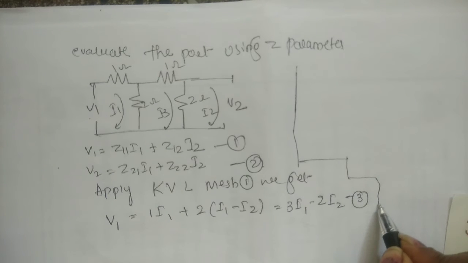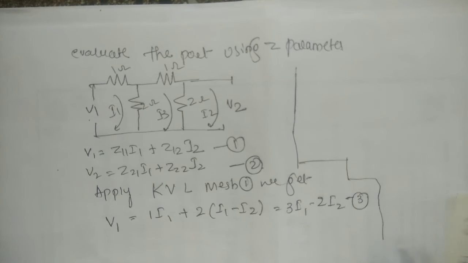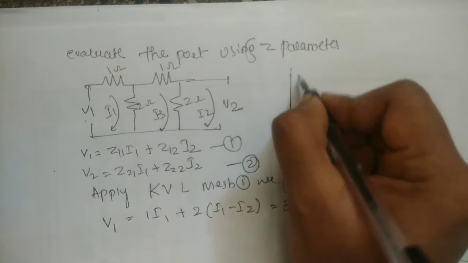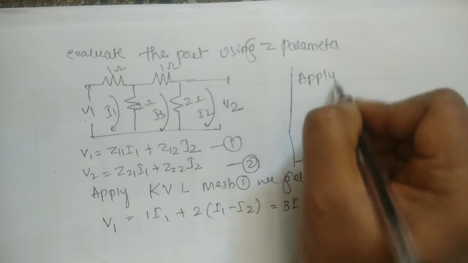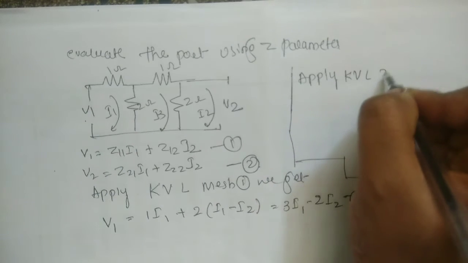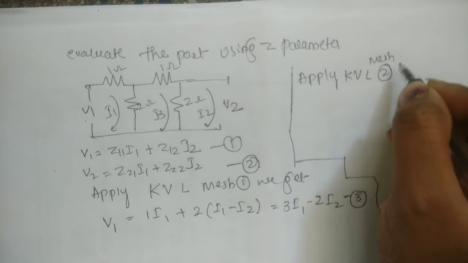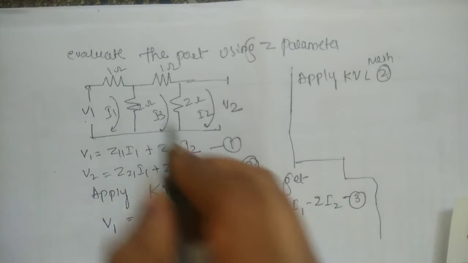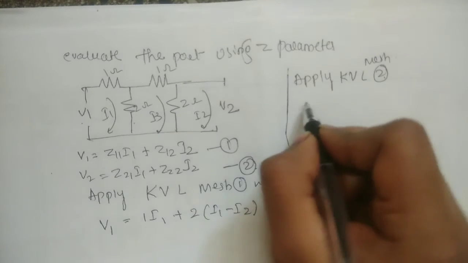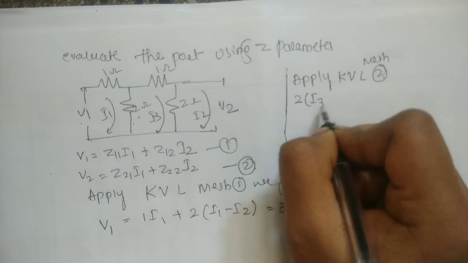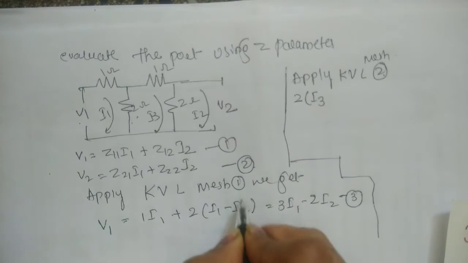It's a big equation that will come. We can do it like that, right? Apply KVL to mesh 2. Mesh 2, this one. I3 minus I1. This one is I3, correct?